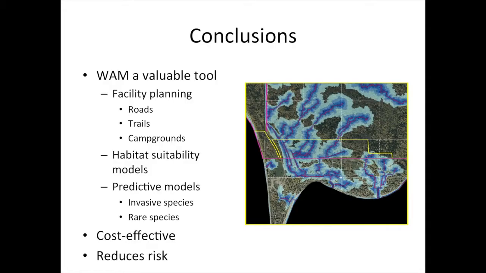So I just want to conclude by saying that wet areas mapping is a really valuable tool that we have completely and totally embraced. It helps us with facility planning, whether it's around placements of roads or trails, whether people trails or other types of trails, helping in designing campground facilities, where to place them, how to fine-tune them to minimize environmental risk. It helps with building of habitat suitability models, predictive models for invasive species, rare species. Could be used for a number of other things as well. It's a very cost-effective tool that really does minimize risk.